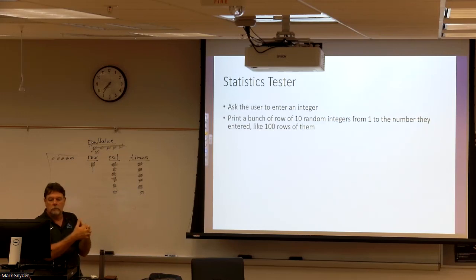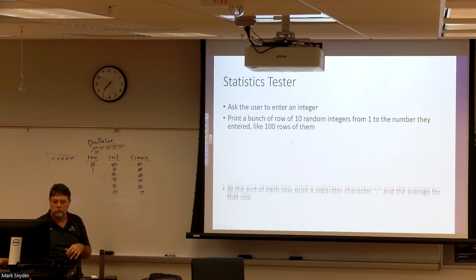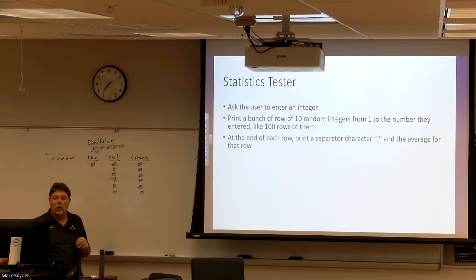Okay. Print a bunch of rows of 10 random integers from 1 to the number they entered. At the end of each row, print a separator. So we get to the end of the row, colon, and print the average for that row. So little twist. Now we're doing something at the end of the inner loop is the way I perceive that.